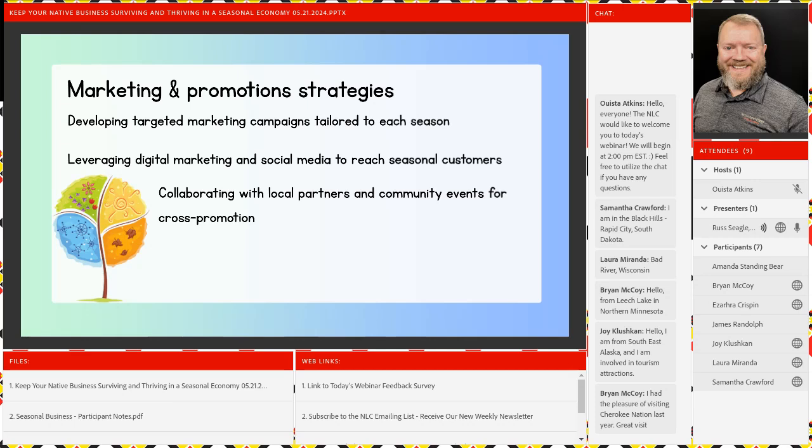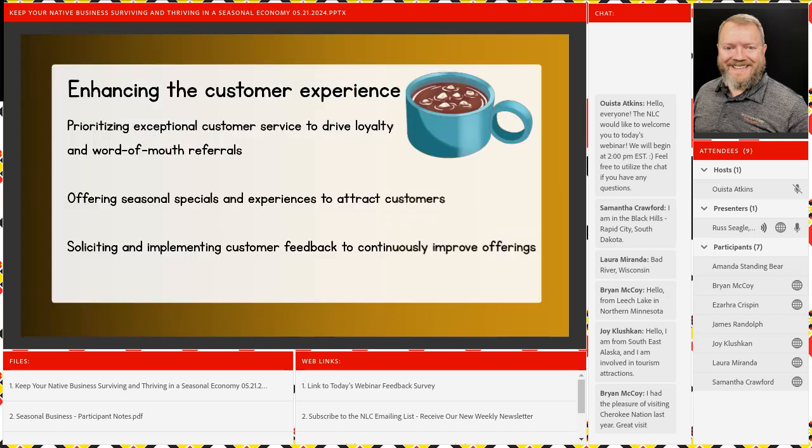And then again, collaborate with your local partners and community events. Just like I said before, talk with other businesses. How can you cross promote? How can you use your technology to talk about what they're offering? How can they put you in their weekly newsletter? How can they advertise for you in their social media?